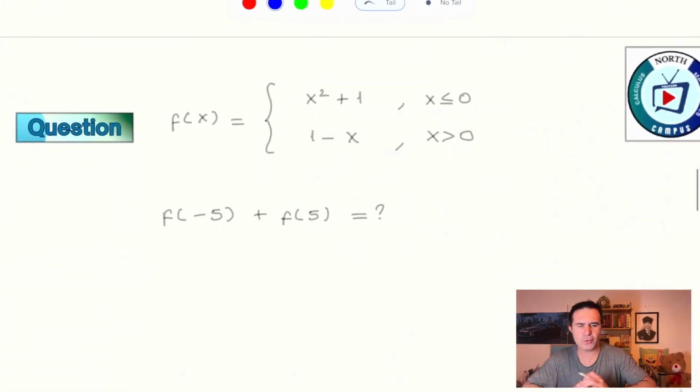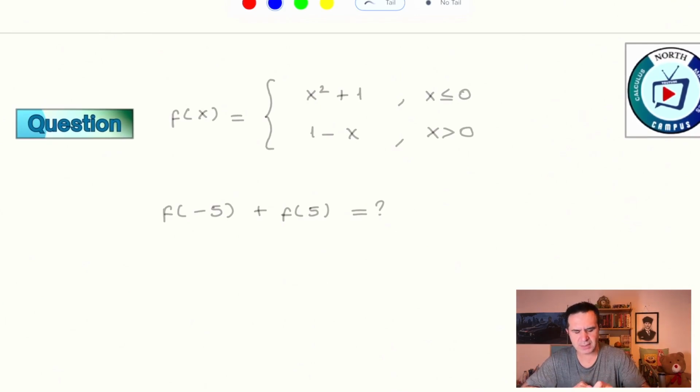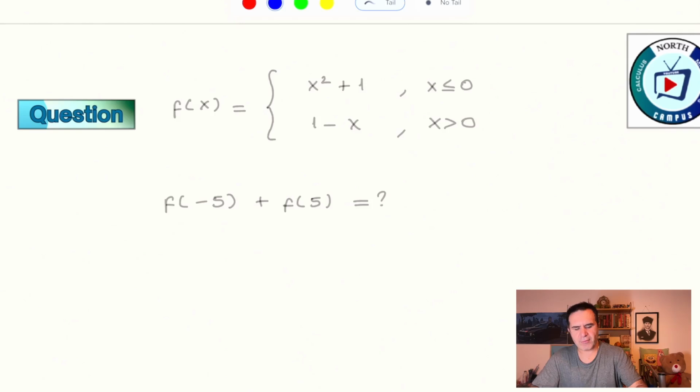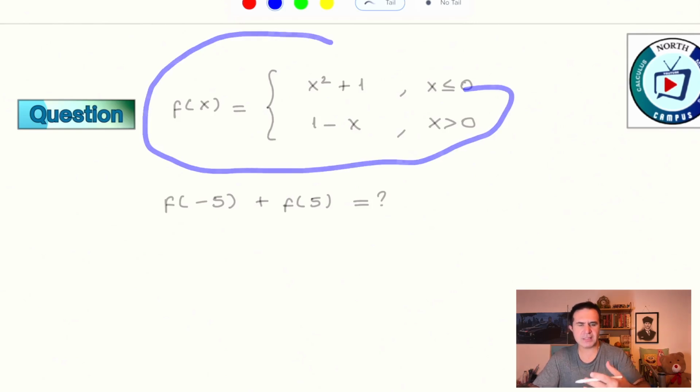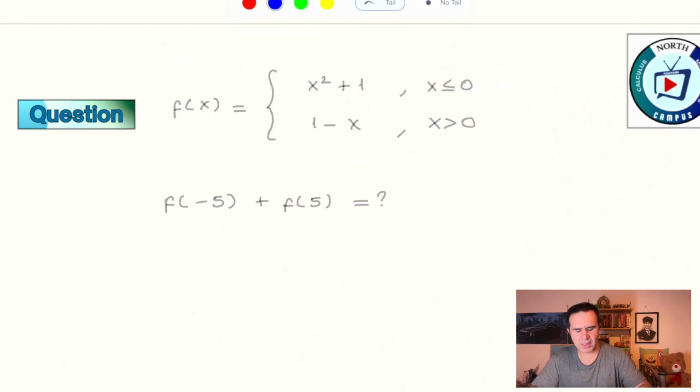We have two examples in this lecture. The first one is this. f of x is given as f of x equals x squared plus 1 when x is less than or equal to 0, and 1 minus x when x is greater than 0. The addition of f of minus 5 and f of 5 is asked in this question.